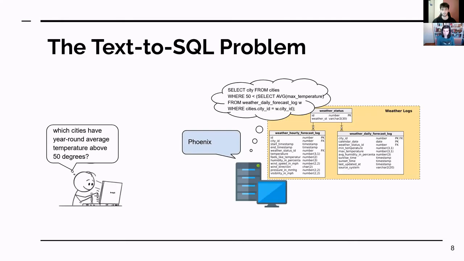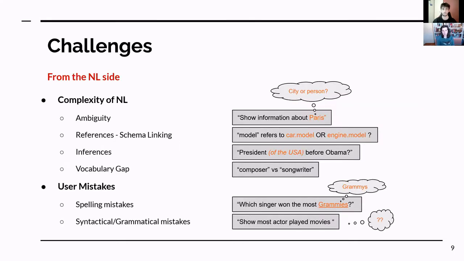Now, the text-to-SQL problem sounds easy, but in reality, it hides many different challenges. For example, from the natural language side, natural language is known to be ambiguous. When we say, show information about Paris, do we mean the city? Do we mean the person? What about references? How do we link parts of the query to the schema? For example, when we say model, does this refer to the car model? Does this refer to the engine model?